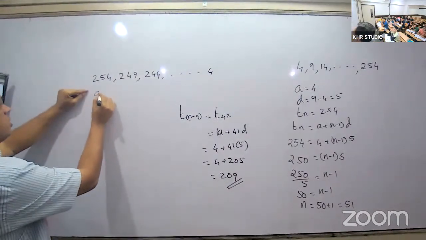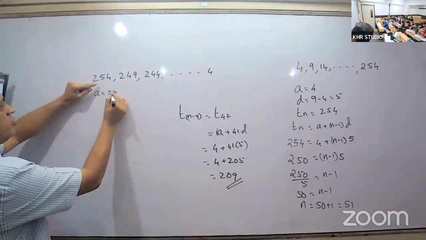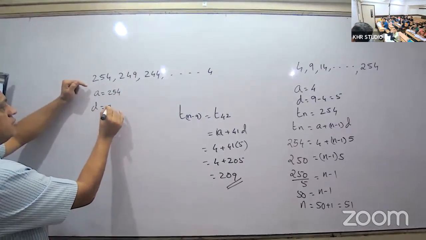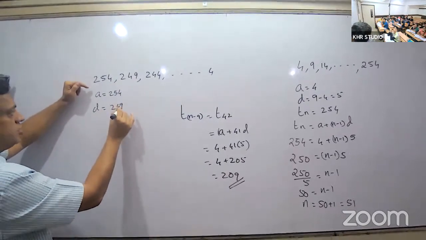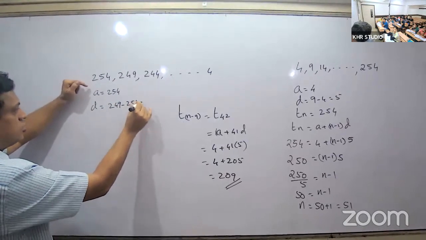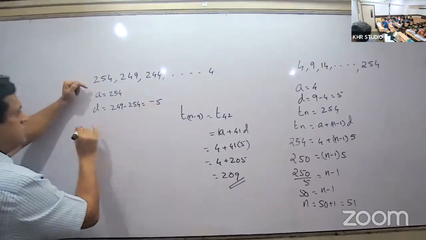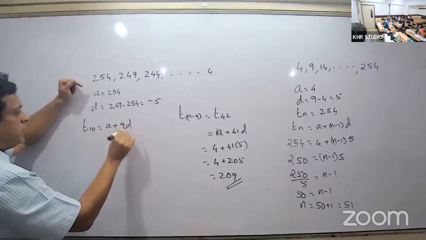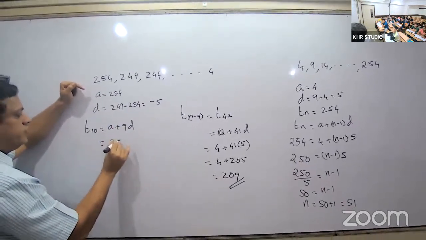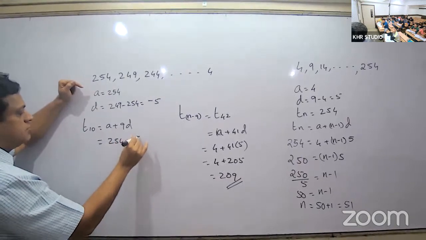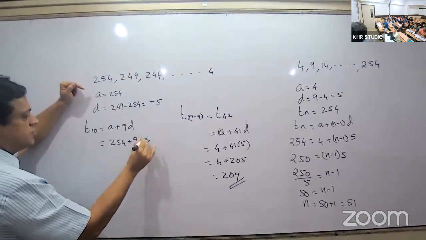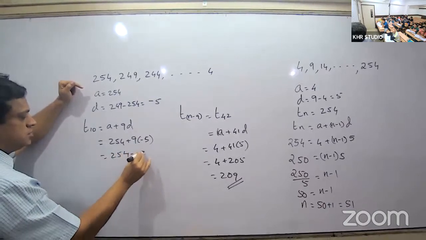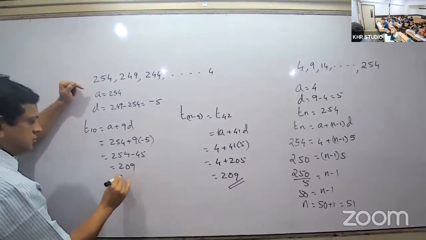Here, what is the value of A? 254. What is the value of D? 249 minus 254, that is equal to minus 5. Find T10: A plus 9D. How much will you get? A is 254 plus 9 times minus 5. How much will you get? 254 minus 45. How much? 209.